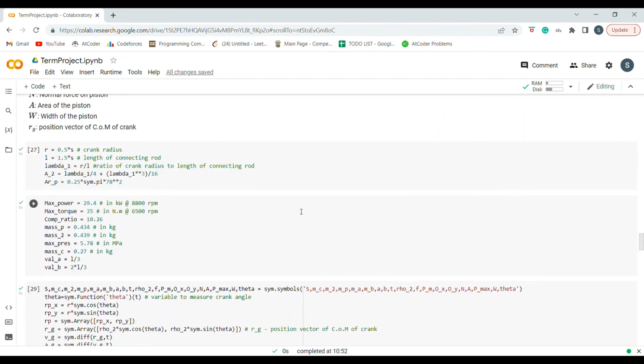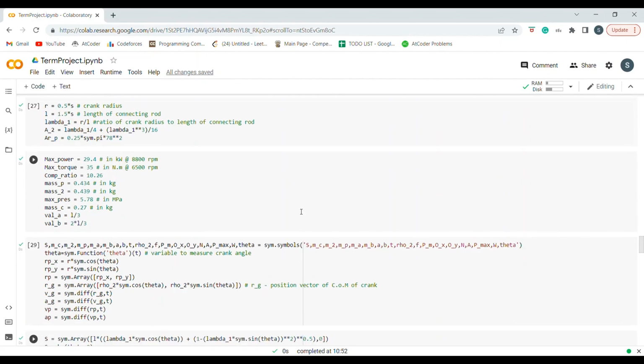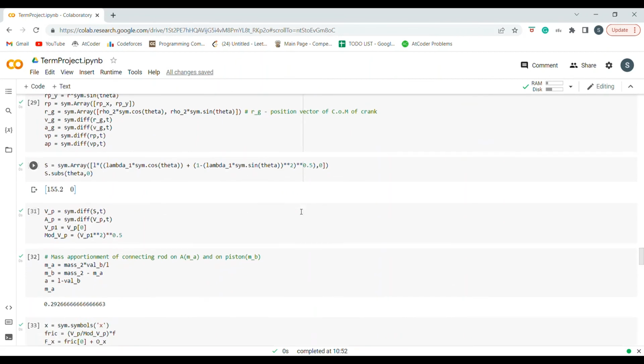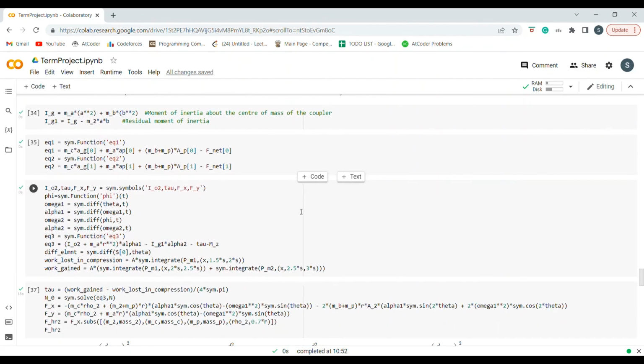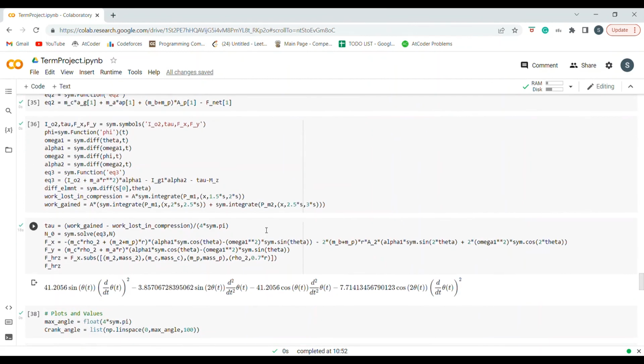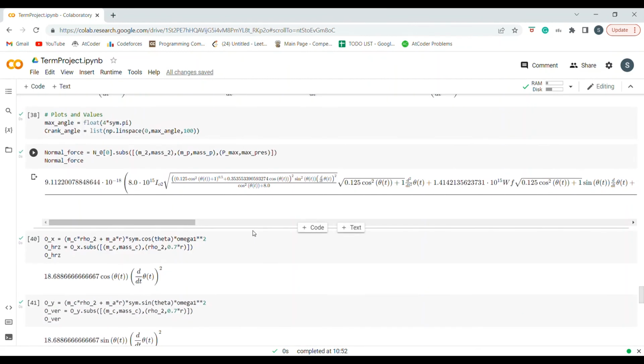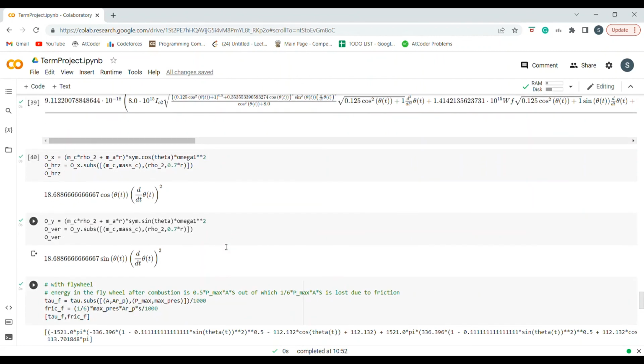Now, considering the ground shaking force. To calculate the ground shaking force, we use the equation of motion and solve the free body diagram, using which we calculated the ground shaking force in the x direction and in the y direction.